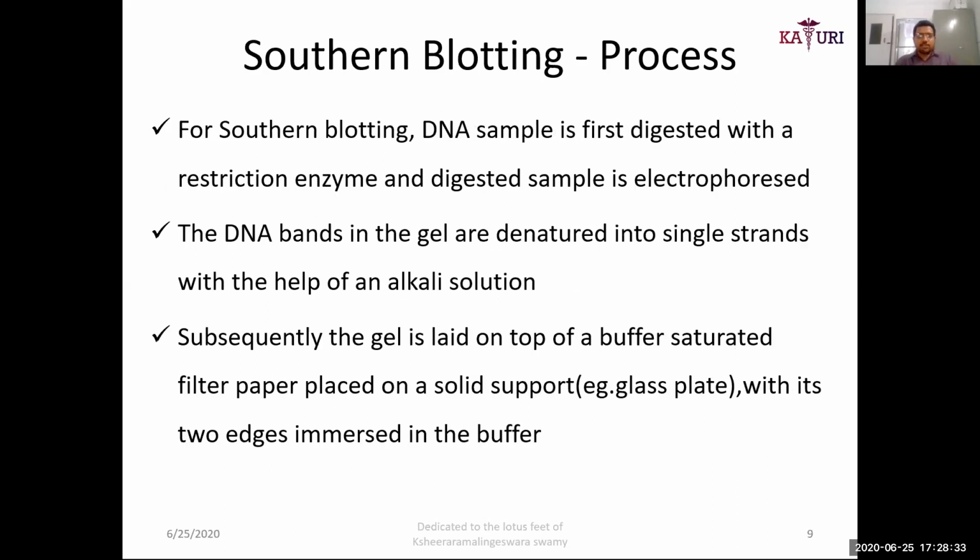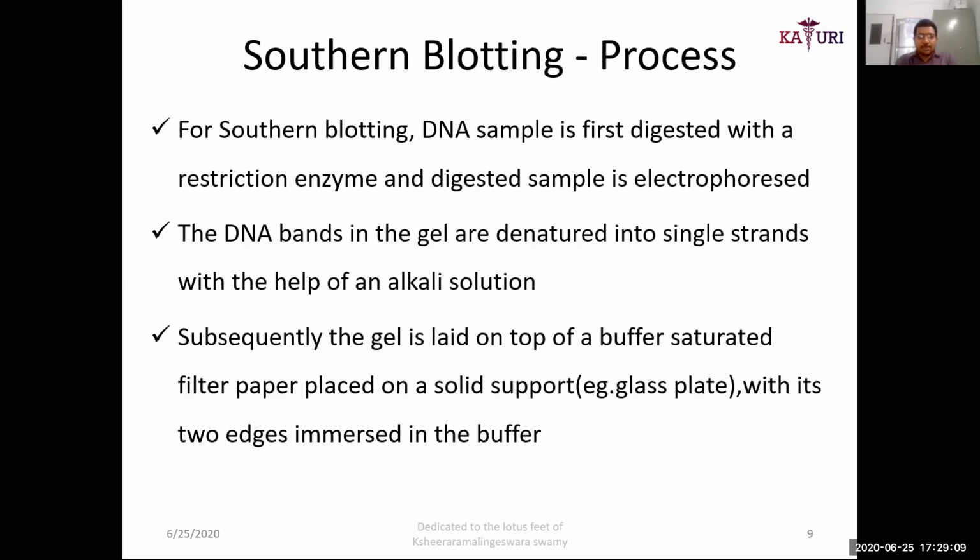The first thing we do is that the DNA sample is digested using a restriction enzyme, and the sample is electrophoresed first, to separate based on the sizes. The DNA bands in the gel on which we have done electrophoresis are denatured into single strands by using an alkali solution. Subsequently, this gel is laid on top of buffer-saturated filter paper placed on a solid support with its two edges immersed in the buffer. Don't worry, I have a diagram showing how it is happening.